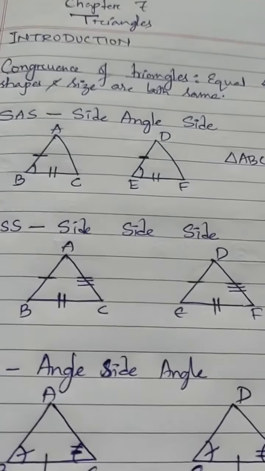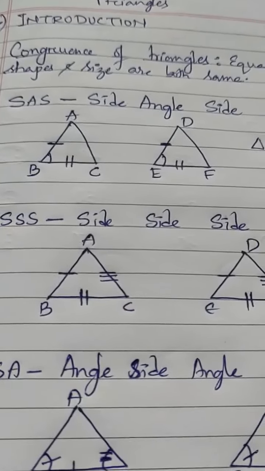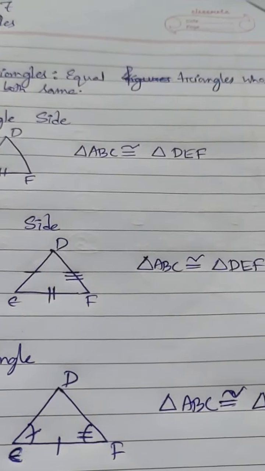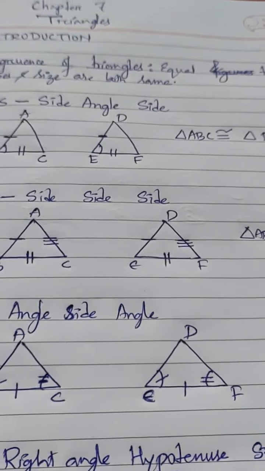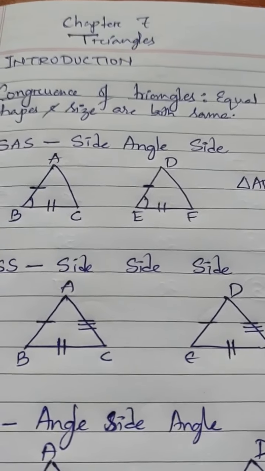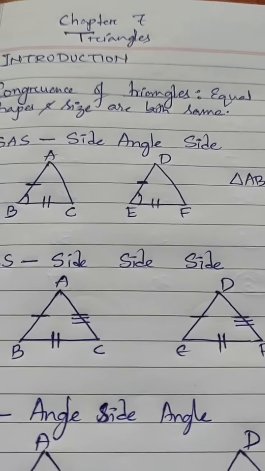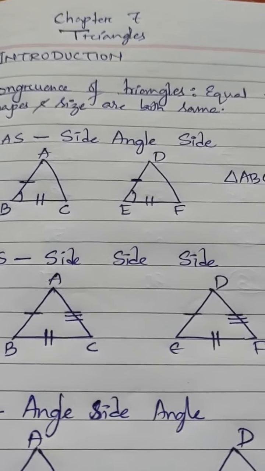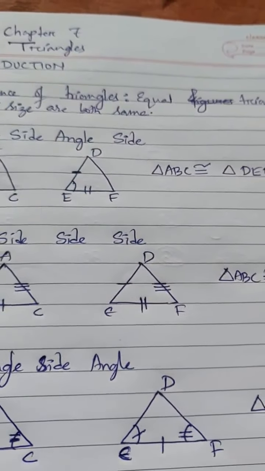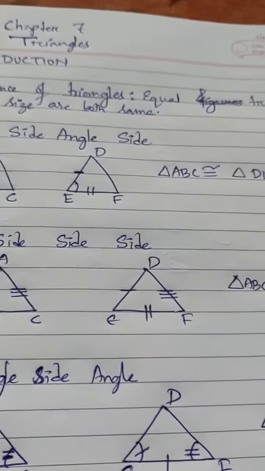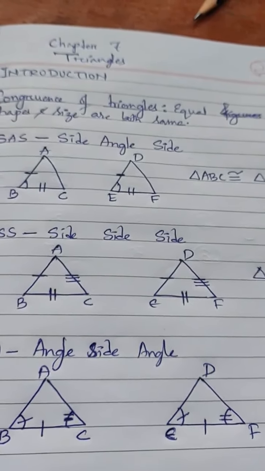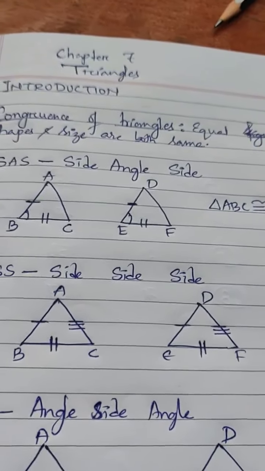So now come to this word, congruence of triangles. Congruence of triangle means what? That means equal triangles whose shape and size are both the same. I've already given you the example of the book and coin. From there you can easily understand what congruence of triangle is. Congruence means equal, congruence means equal of anything. And here they have added triangle. So equal triangles whose shape and size are both the same.